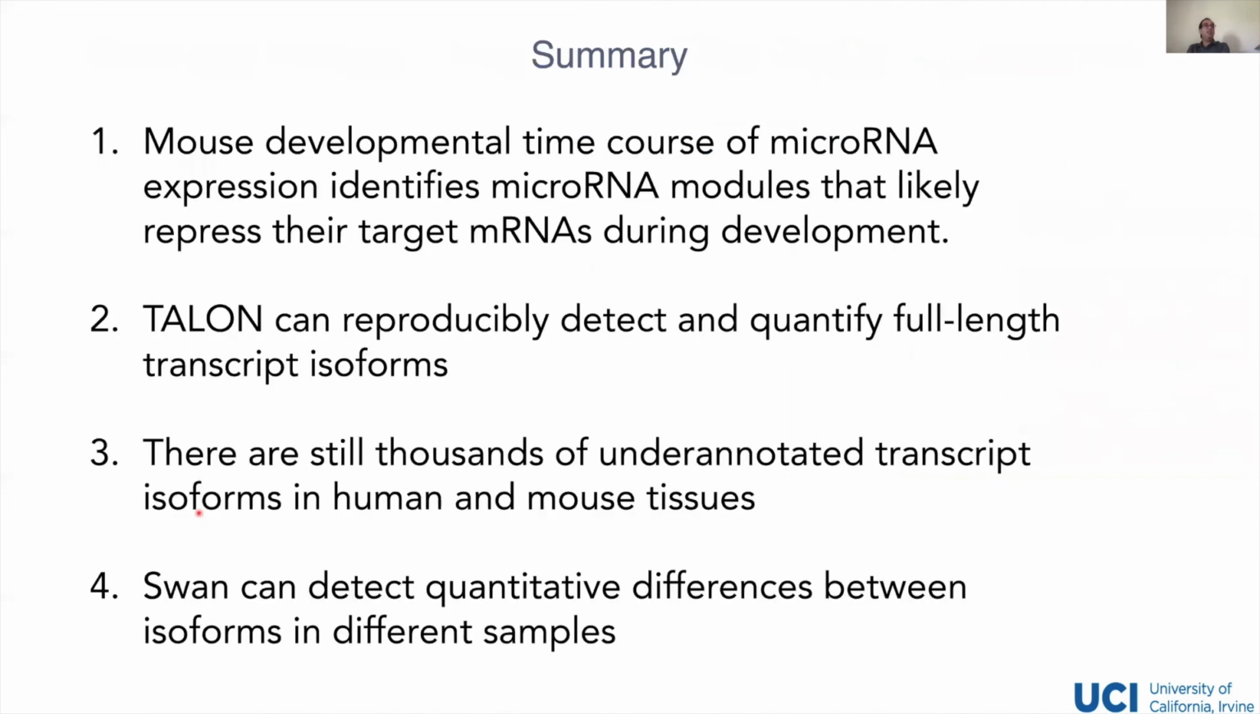So in summary, our mouse developmental time course of microRNA expression identified microRNA modules that are likely repressing their target mRNAs during development. Talon can reproducibly detect and quantify full-length transcript isoforms. Based on our preliminary analysis, there are still thousands of under-annotated transcript isoforms in human and mouse tissues. And I just showed you that Swan can detect quantitative differences between isoforms in different samples.